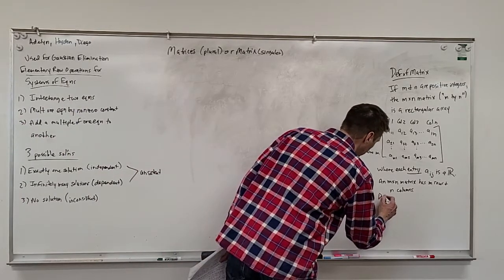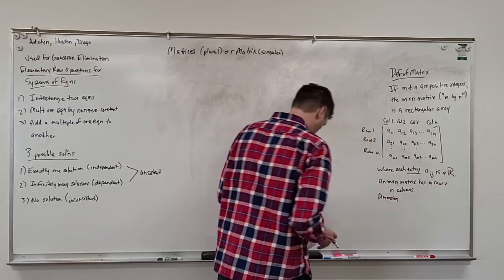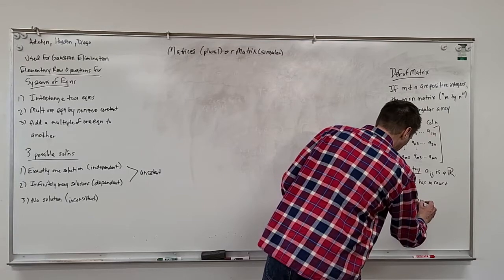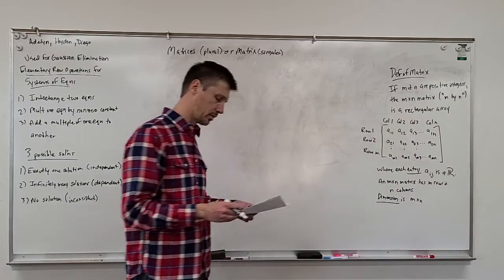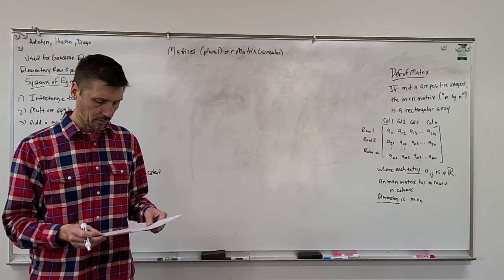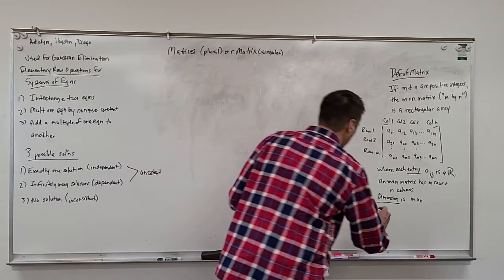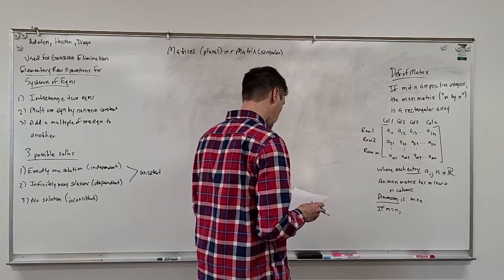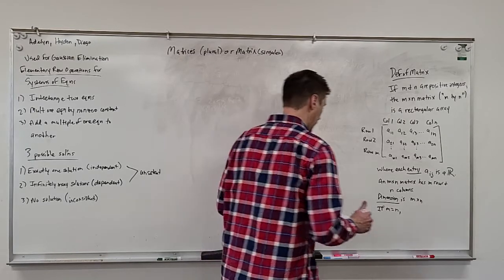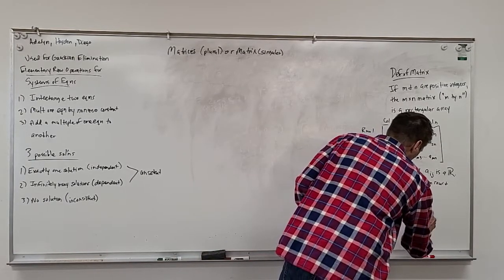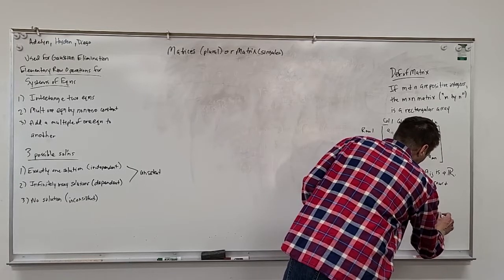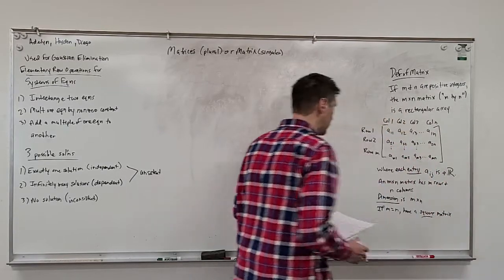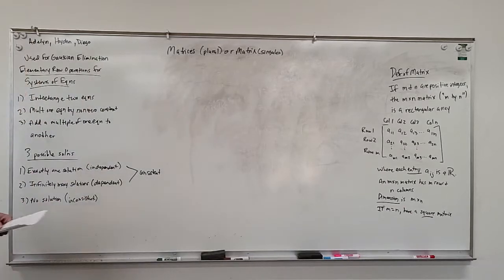Let me define dimension. If I asked you what the dimension was of this matrix, the dimension is m by n. So when we say m by n, that is what the dimension refers to. And so if m equals n, we have a square matrix. That should make sense. If it's the same number of columns as rows, then it would be a square matrix.